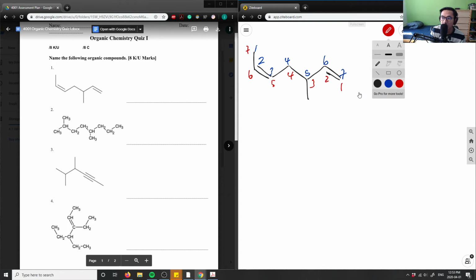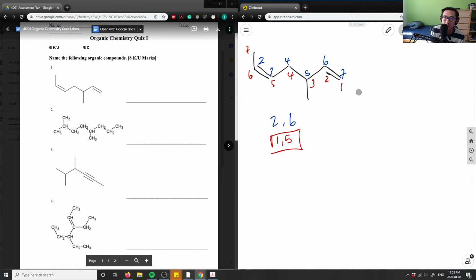So again, for the blue one, I would have my double bond at 2 and a double bond at 6, right? And for my right to left one, I have a double bond at 1 and a double bond at 5, right? We want to pick the one with the lowest numbers, so the red one here wins out. So I'm going to erase all these blue ones here, and we're going to label from right to left in this case.